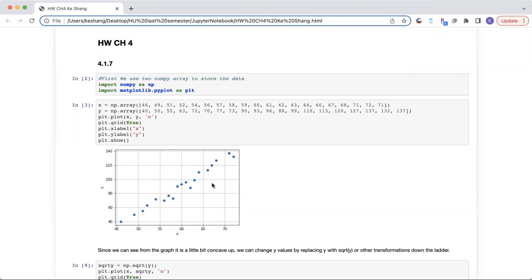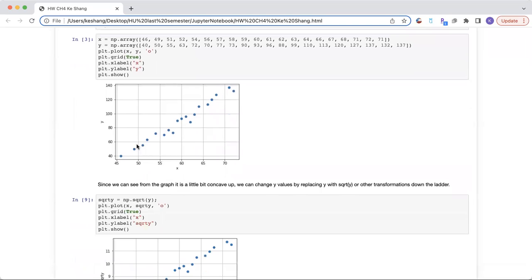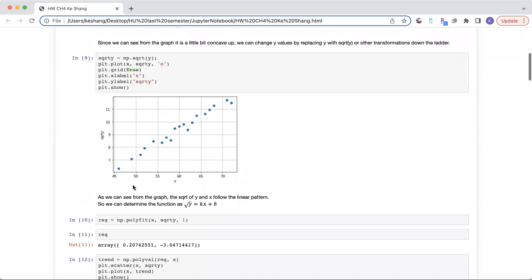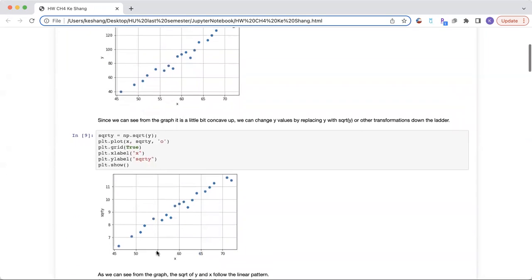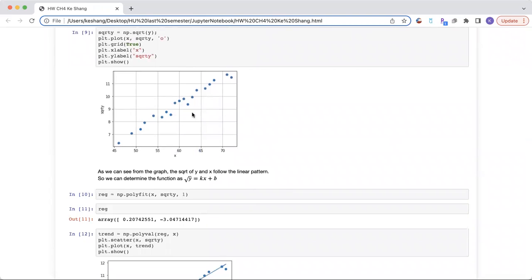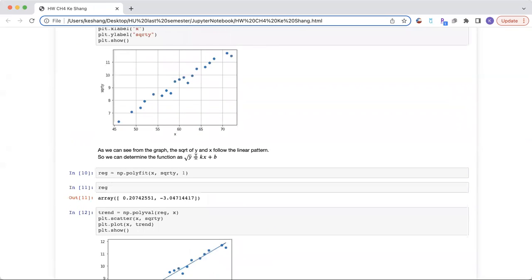using matplotlib. Since the data is a little bit concave up, we can change the y values down or change the x values up. In this case, I choose to replace the y value with the square root of y to transform this data. From this, we can say this data basically follows a linear pattern. So we can determine the function: square root of y is equal to kx plus b.